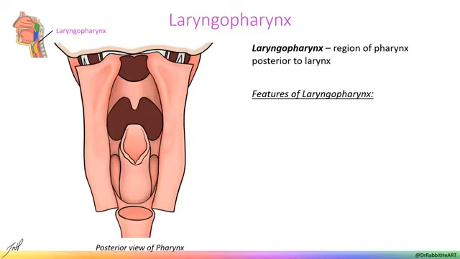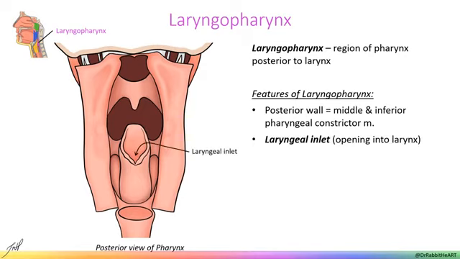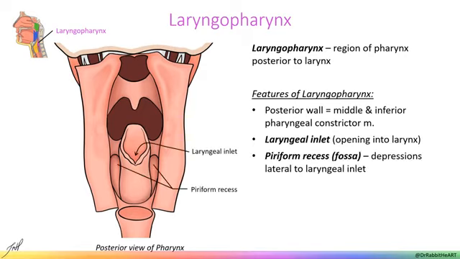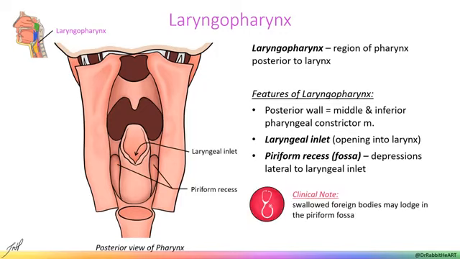The laryngopharynx is behind the larynx, below the epiglottis and extending to the inferior border of the cricoid cartilage. The middle and inferior pharyngeal constrictors form the posterior boundary of this area. Contained within the laryngopharynx is the opening into the larynx, referred to as the laryngeal inlet. Lateral to this inlet are depressions called the piriform recess or piriform fossa. The piriform recess is clinically relevant as a common site for foreign bodies to lodge.